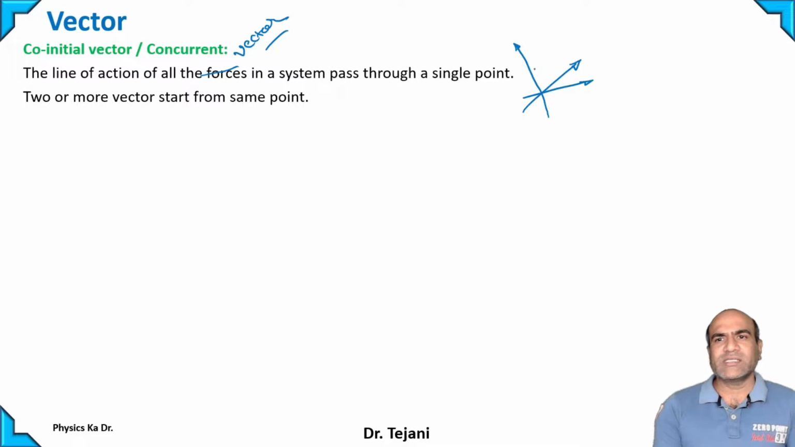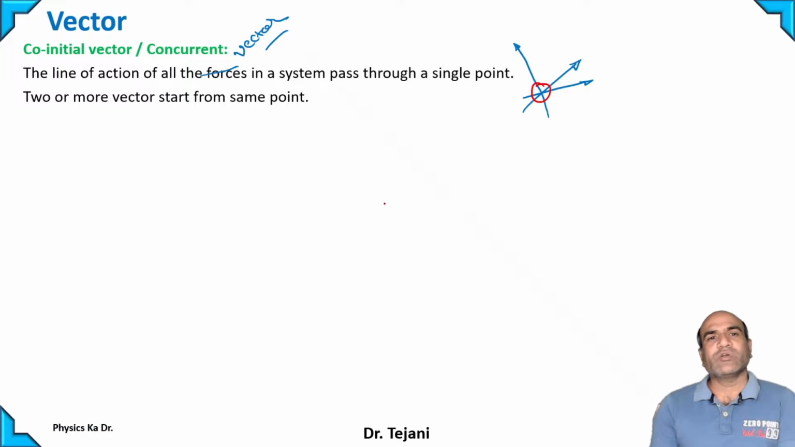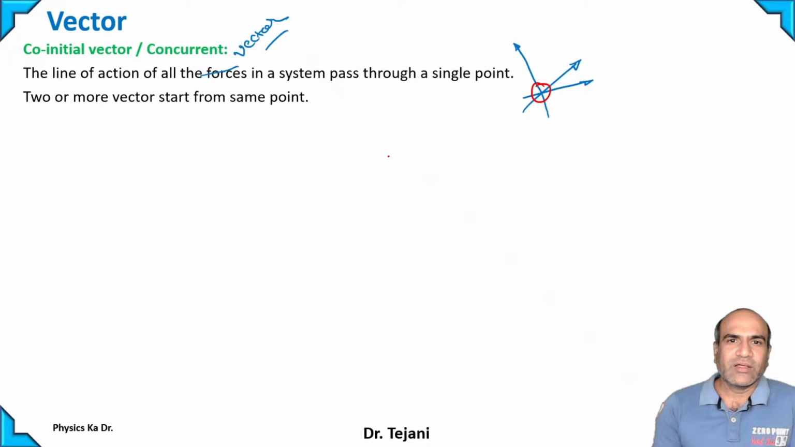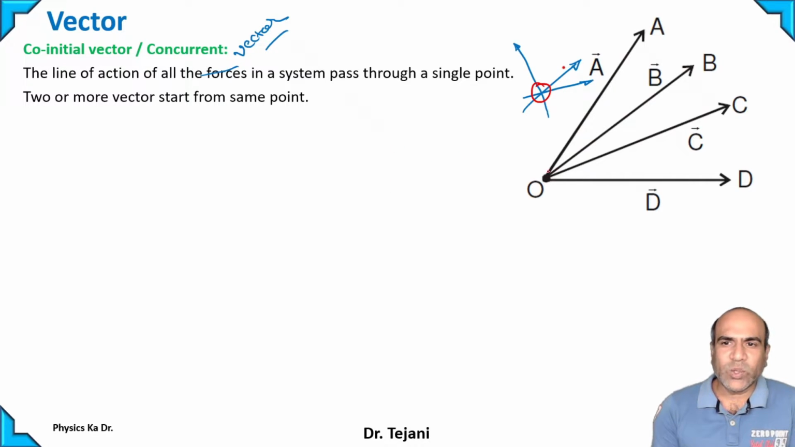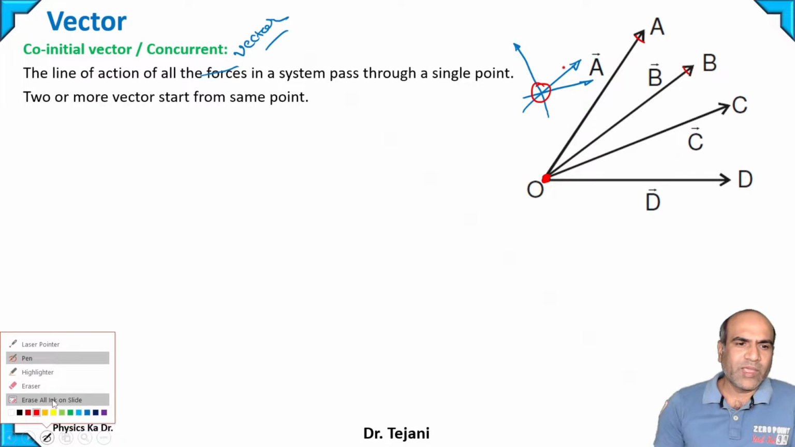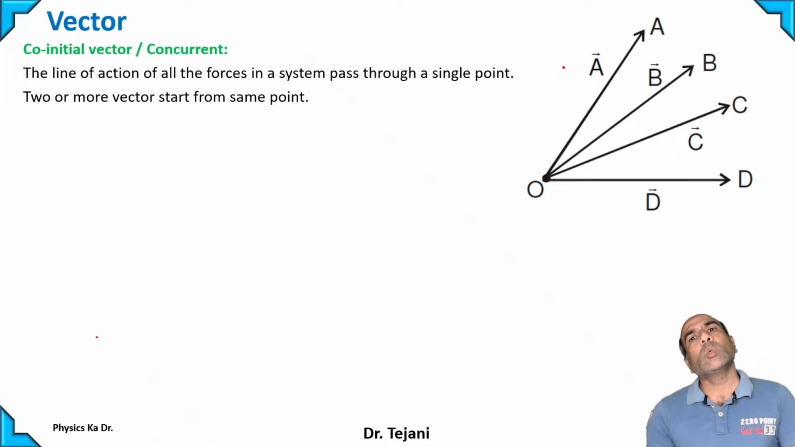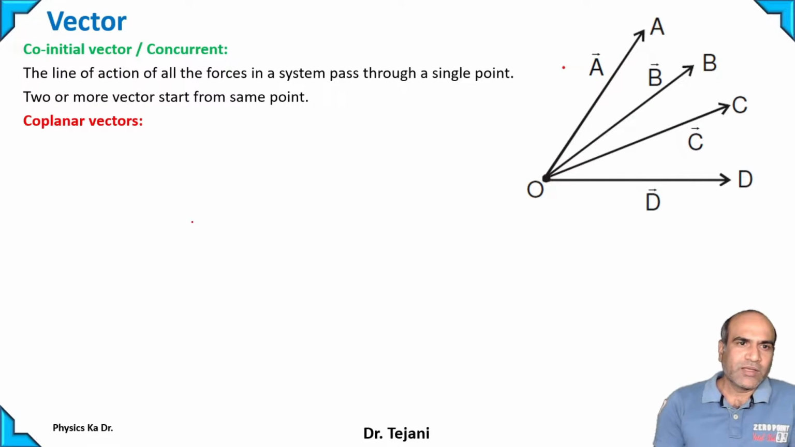If all pass through a single point, that means they are co-initial, or you can say concurrent. Or you can have another drawing, all initiating from one single point and going in different directions, right? So we can say them as concurrent or co-initial vectors.